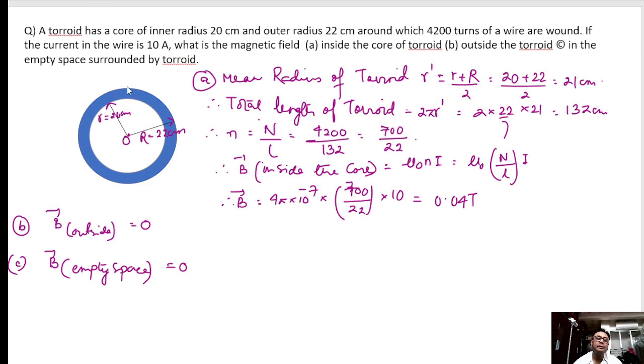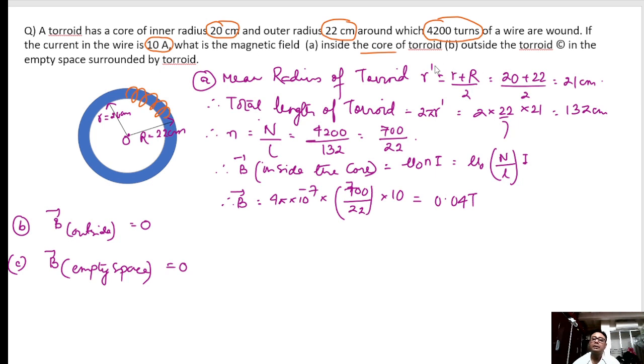A toroid, this is the toroid, as you can see, having number of turns here like this. It is a toroid. Inner radius 20 centimeter, outer radius 22 centimeter. 4200 turns of wire are there, and current flowing in the wire is 10 amperes. What is the magnetic field inside the core of the toroid?